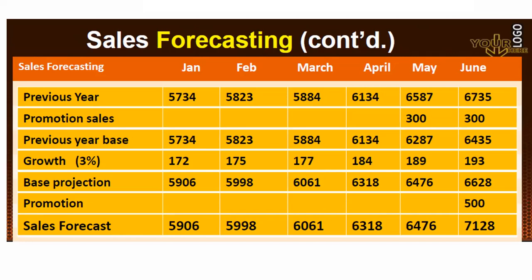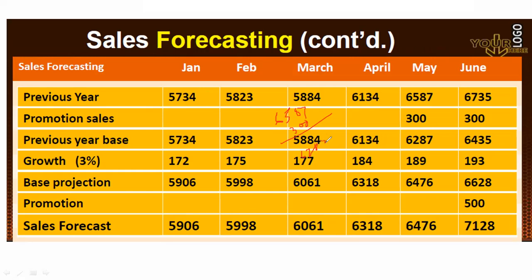If you see the promotion, in January there is no promotion, in February there is no promotion of the product, March also, and April also there will be no promotion. But promotion is there for 300 units in May and June. So on the previous year's base, January is 5,734, February 5,823, March 5,884, April 6,134. For May, you have to add 6,587 plus 300.